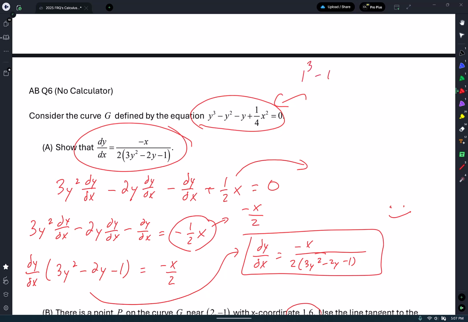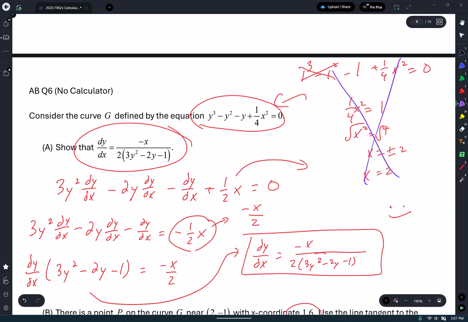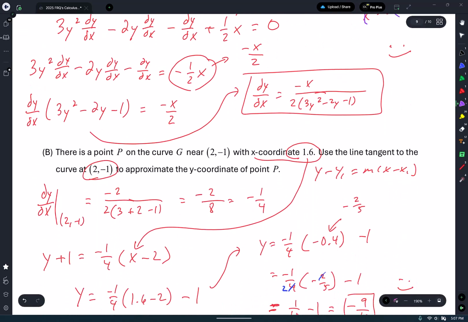1 cubed minus 1 squared minus 1 plus 1/4 x squared equals 0. You could have plugged it in here to find your x. Those cancel out. Move that 1 to the other side. 1/4 x squared equals 1, times 4 on both sides. X squared equals 4, take the square root. X equals plus or minus 2. You just care about the greater than, so x equals 2. They're not asking for that, guys. That's just extra in case you want to alter this and ask this question on an exam.